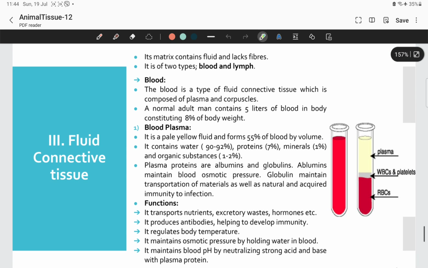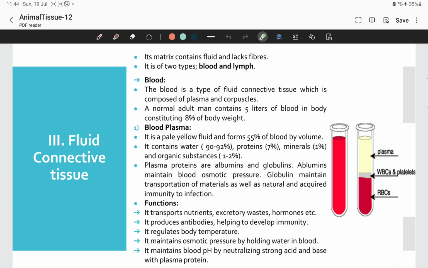Now let's go to the last type of connective tissue, which is known as fluid connective tissue. As the name suggests, it is liquid in state. Examples are blood and lymph. In such tissue, there is a lack of fibers, which means this kind of tissue has only matrix and cells, and it lacks fibers.